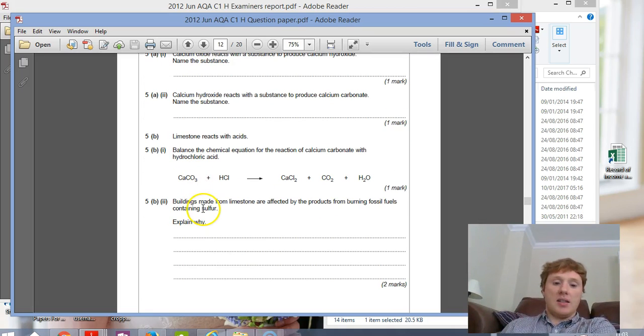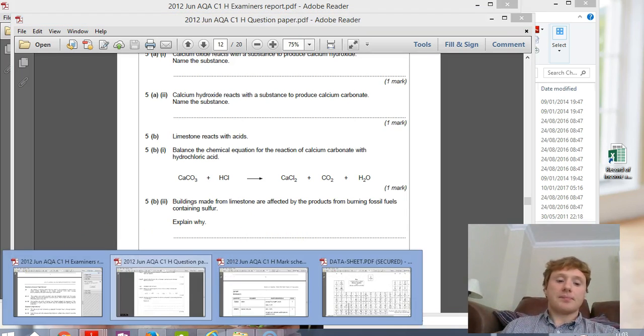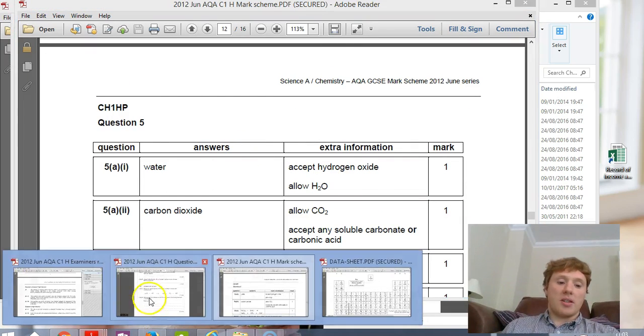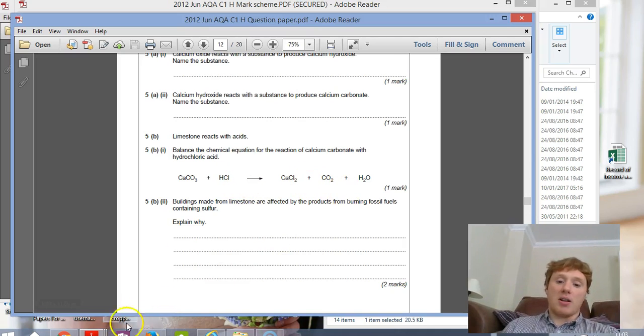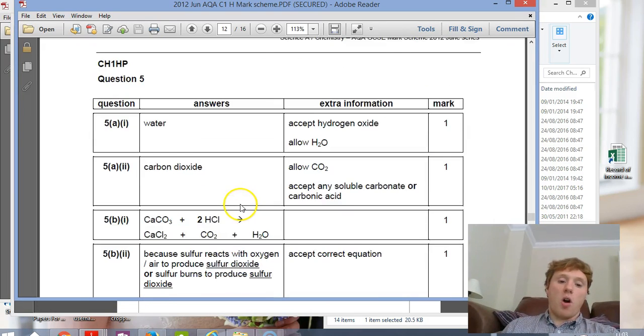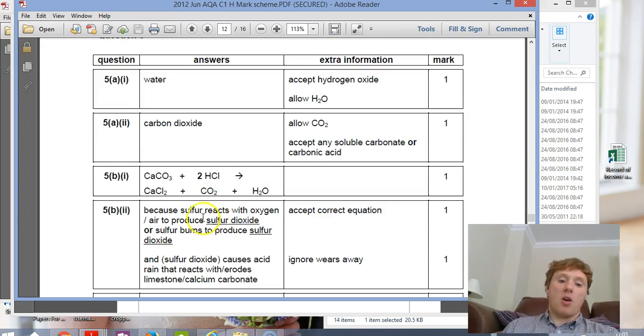Limestone reacts with acids. Buildings made from limestone are affected by the products from burning fossil fuels containing sulfur. Explain why. So this is the pollutants question. Right. Sorry, I missed a question. Balance the chemical equation. 2HCl, that's the only one you need. Right, so what is the thing? Sulfur reacts with the oxygen to produce sulfur dioxide, and then the sulfur dioxide causes acid rain.